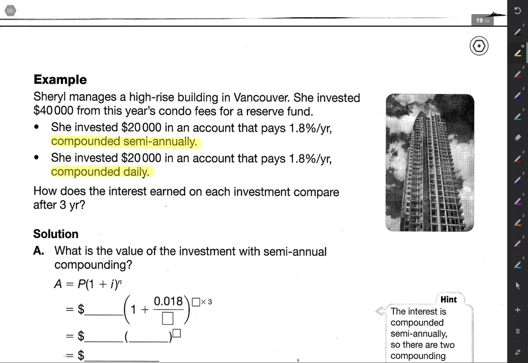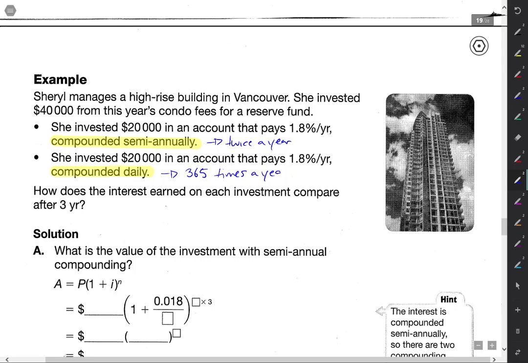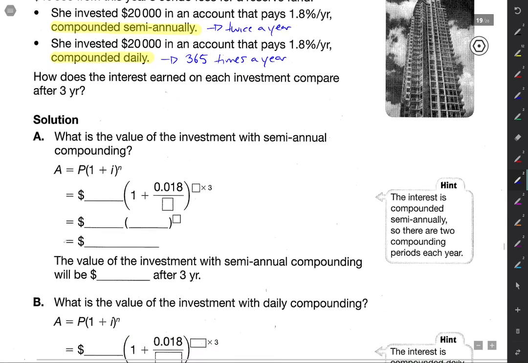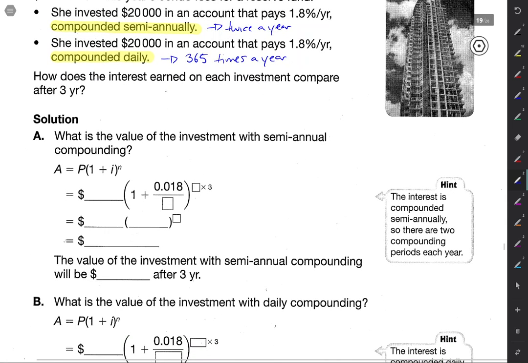So the investment is the same for both of them. The interest rate is the same for both of them, but one's compounded semi-annually, meaning twice a year, and then one is compounded daily, which is 365 times a year. So let's look at our solution. What is the value of the investment with semi-annual compounding?